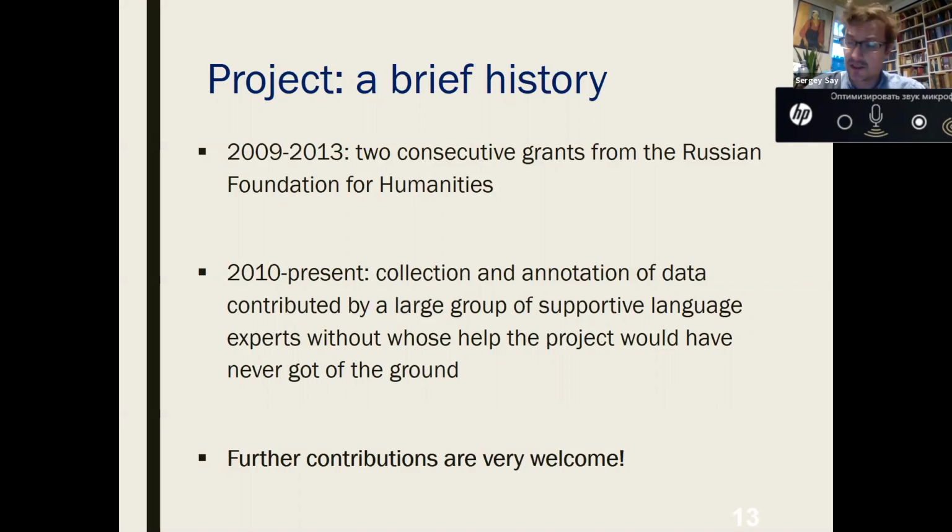In fact, I should mention this, that this project would have been impossible without the help of many supportive language experts who actually invested a lot of their effort, a lot of their time, a lot of their knowledge into this project, because I know that it's very time consuming to collect data on your language when you are addressed by a friend or colleague, and to do it for free.